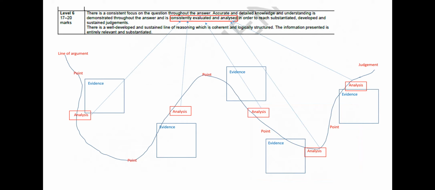So analysis is the key skill. That's what the top of the mark scheme is looking for. It says that knowledge and understanding is demonstrated throughout the answer and is constantly evaluated and analyzed in order to reach substantiated, developed, and sustained judgments. So it's that constant analysis of the material.